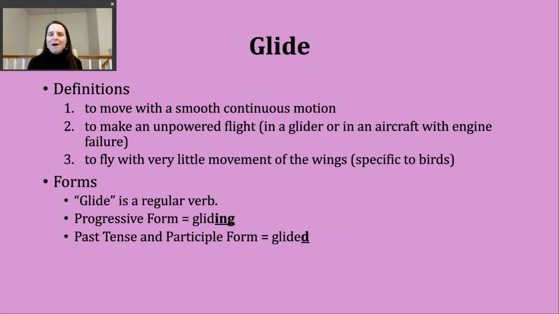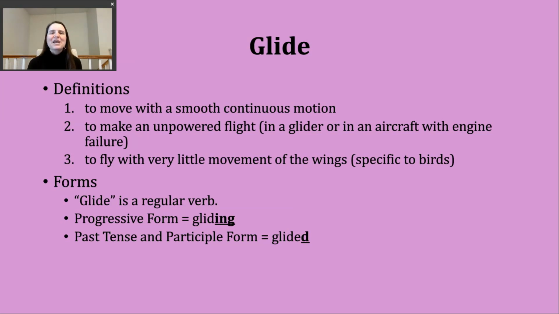That's how this verb came up in one of my classes in the last week. We were talking about a particular pilot who glided her plane to the ground. It was the idea that the engines had failed, but she was able to smoothly get it to land. A third way you might hear glide used is really specific to birds, when they're moving through the air with very little movement of their wings, right? So they're not flapping, they're just continuously moving through the air.